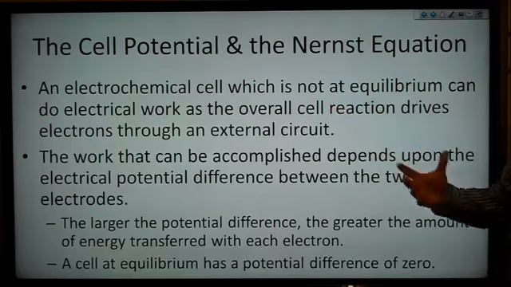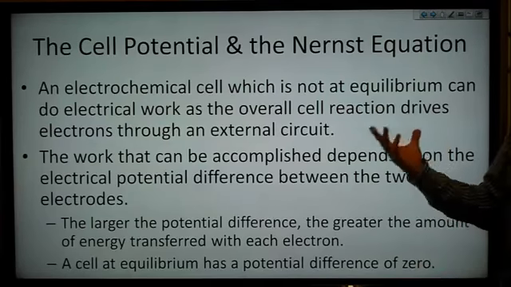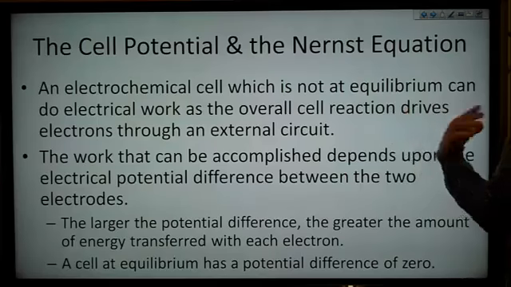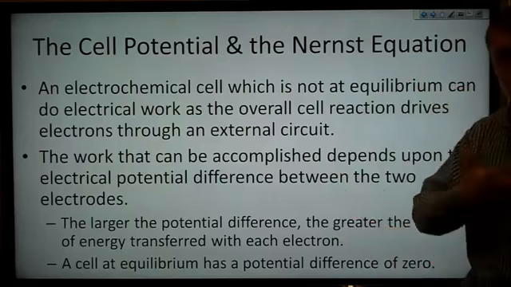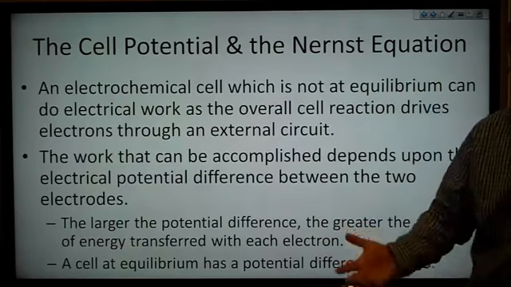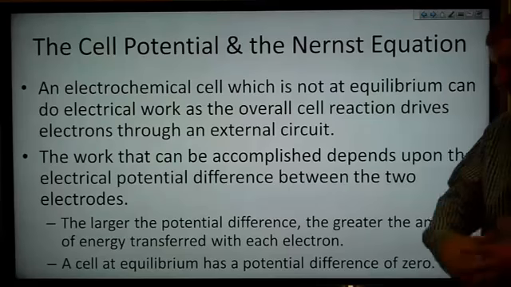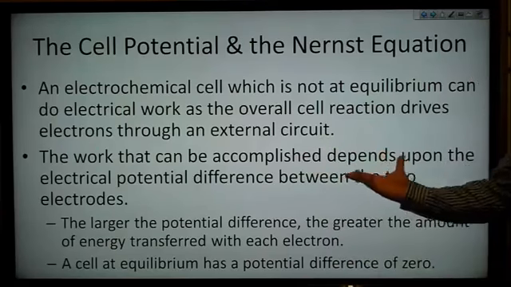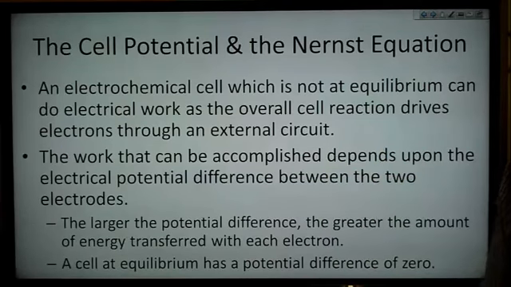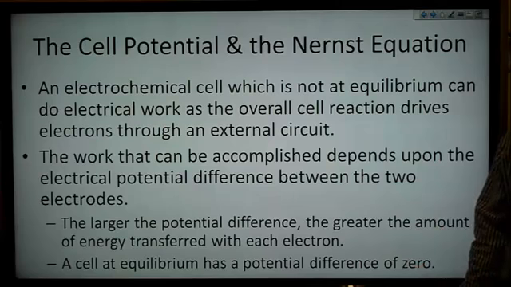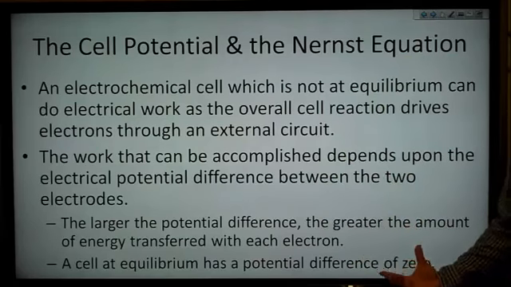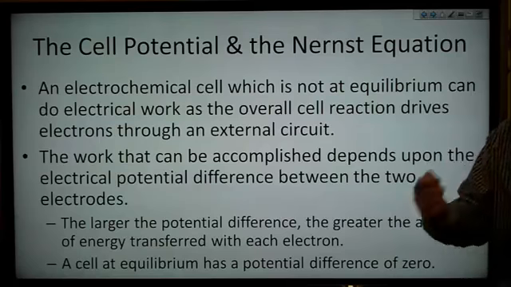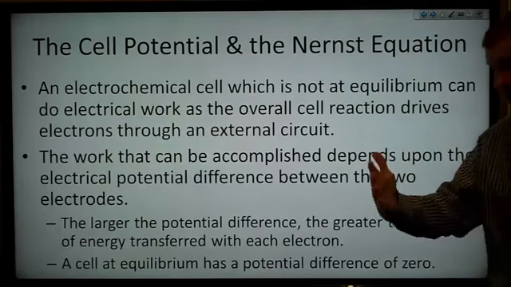And an electrochemical cell, which is not at equilibrium, can do electrical work as the overall cell reaction drives electrons through an external circuit. If we've reached equilibrium, well, now the electrons aren't flowing anywhere, in which case we can't do any work. And at that point, we call the cell dead. So the work that can be accomplished depends upon the electrical potential difference between our two electrodes. So the voltage drop, basically, from the cathode to the anode. So the larger the potential difference, the larger that voltage drop, the greater the amount of energy transferred with each electron. So each electron carries more energy if that potential difference is larger.